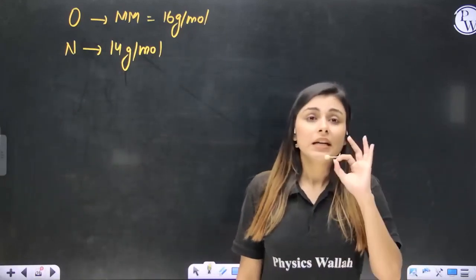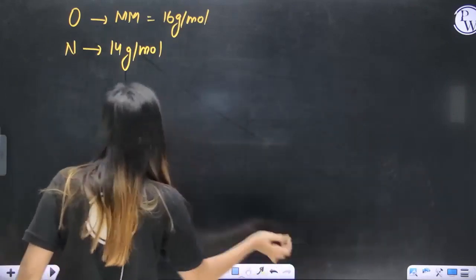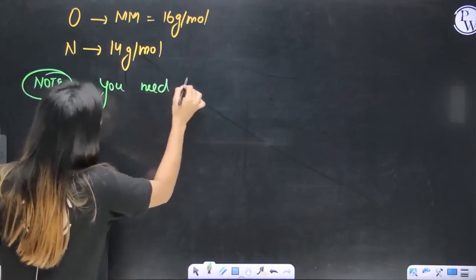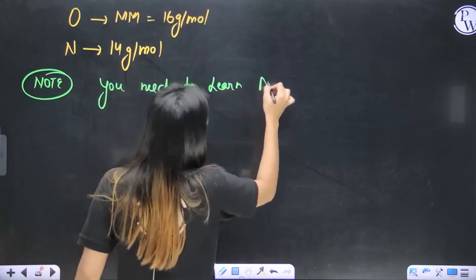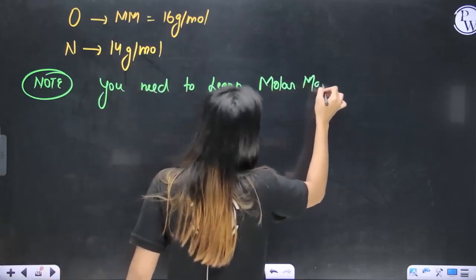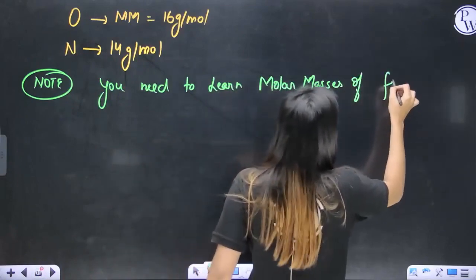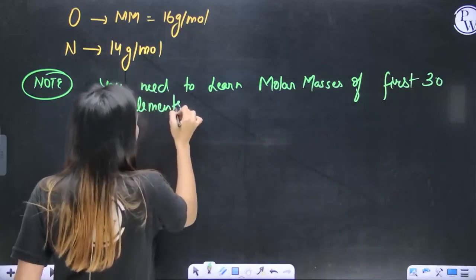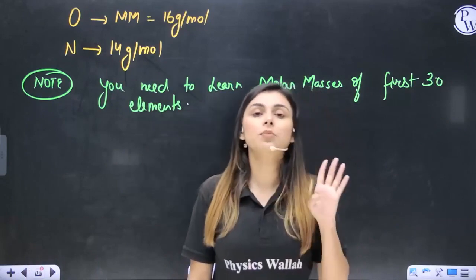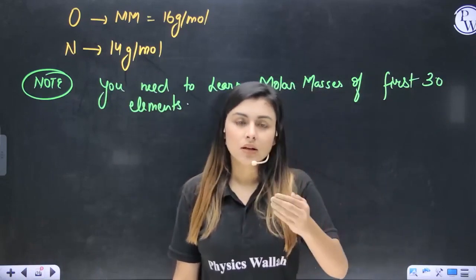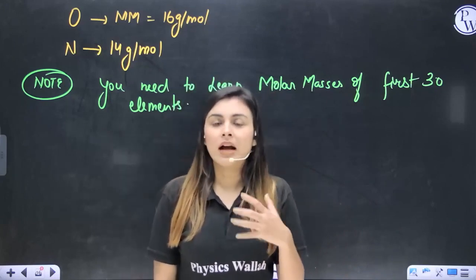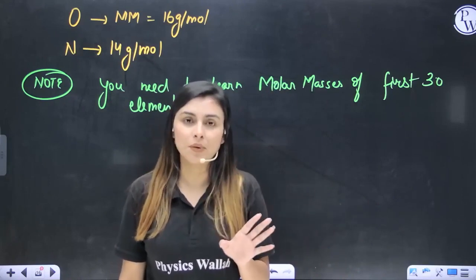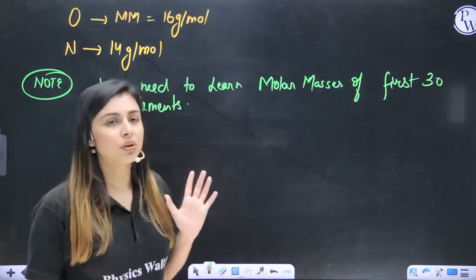Okay. And it is very important for you. I'll write a note, my dear students. This is a note. This is important. You need to learn the molar masses of the first 30 elements in the periodic table. The examiner expects you to know the molar masses of these elements. You will not be given them in the exam paper. Once you memorize them, the story is very easy for you.